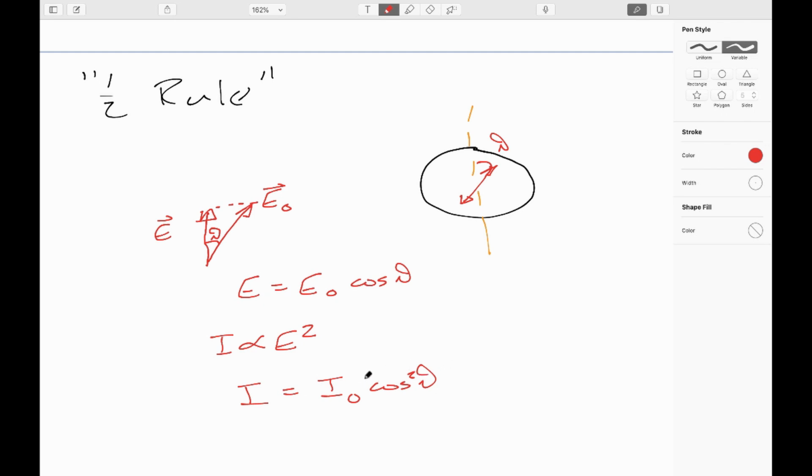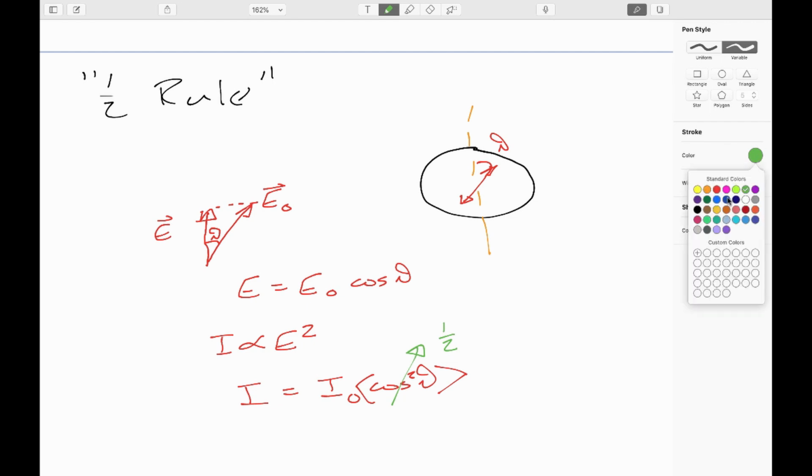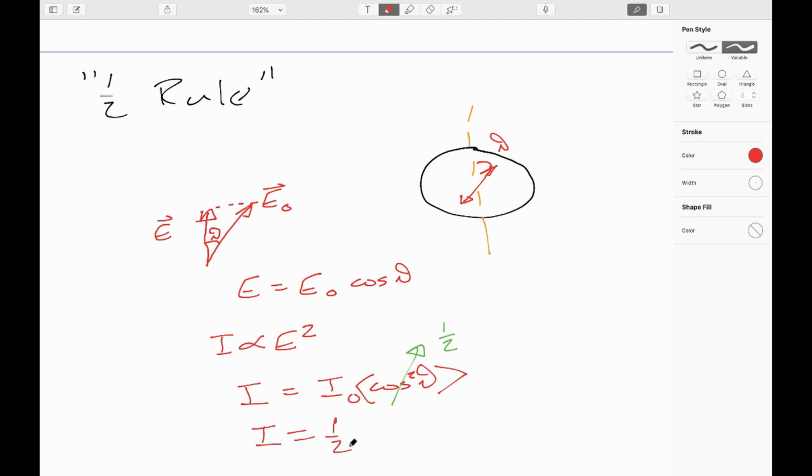But since this is unpolarized, we're going to have to take an average of this over all possible theta. And we saw before that the average value of either sine squared or cosine squared, when you're averaging it over all possible angles, just plain turns out to be 1/2. So from that, we get that the intensity that passes through, if we have initially unpolarized light, is 1/2 of what it was before.